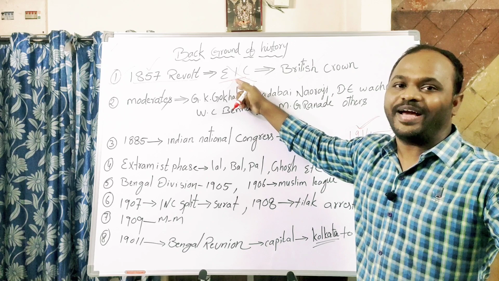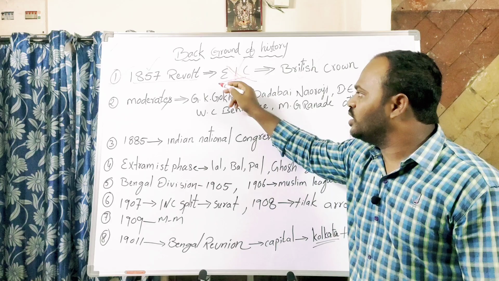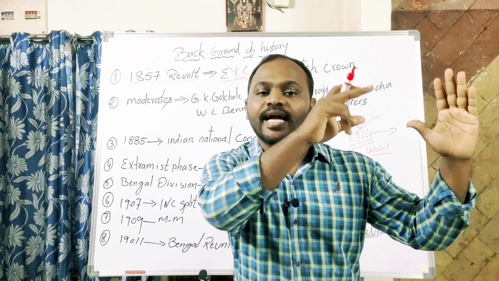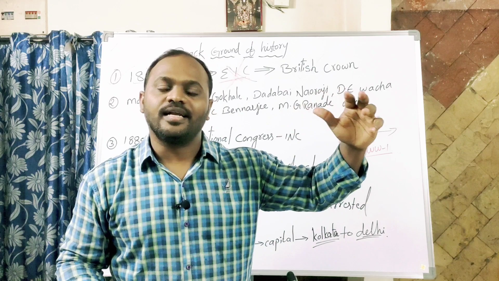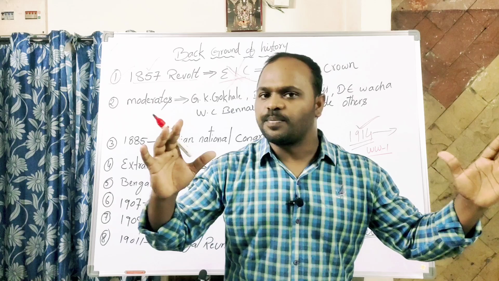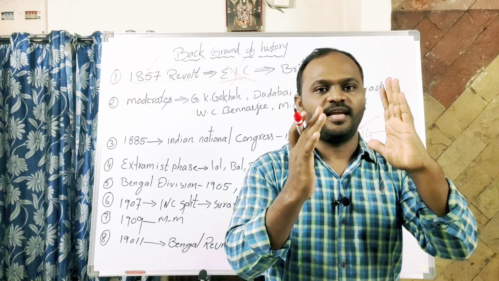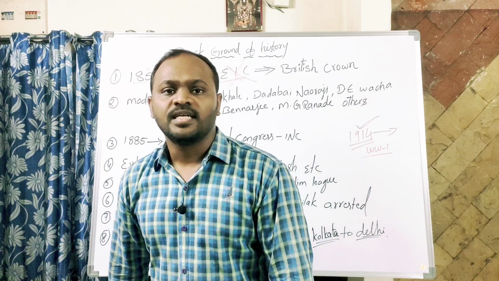So obviously, you are no longer allowed to rule India. That is the reason why after 1857, East India Company rule over India was cancelled. And the British crown took direct administration over India. So what is the point here? Very simple. Before 1857, India was ruled by the East India Company. After the 1857 revolt, India was ruled by the British crown. When I say British crown, I mean the British queen or the British king.